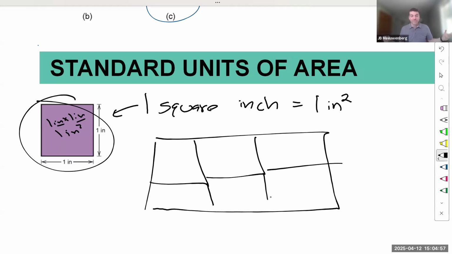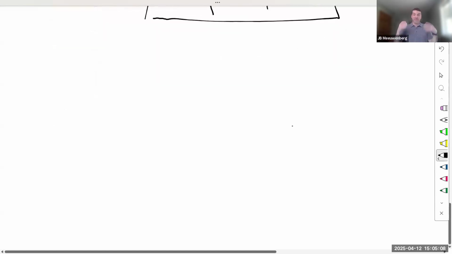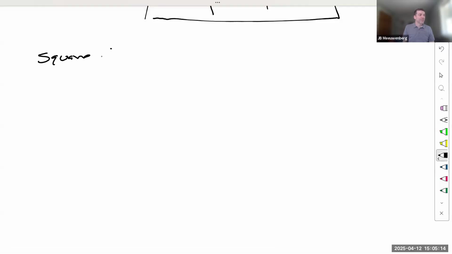That's how you find area. And so we can also use things other than inches. We can measure space depending on the thing that we're trying to cover. We can measure in a square foot, which we would abbreviate 1 square foot like that.